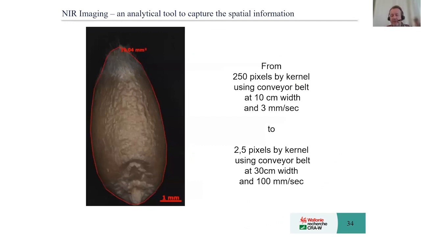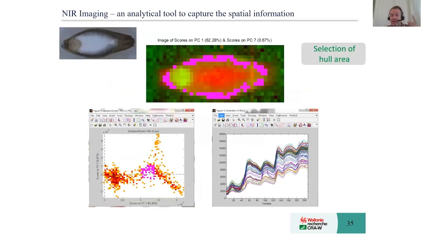Why? Because if you take one kernel, this is just a picture of one kernel, and you adapt the speed of the measurement, you can get 250 spectra from one kernel. So it means that by doing that, you can do a spatial study. You can study, for instance, the starch distribution or the fat distribution in one single kernel. That's quite interesting for different studies when you want to understand your product better.